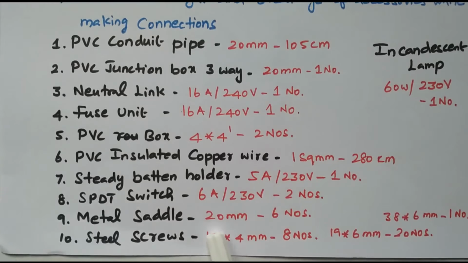Metal saddle 20 millimeter, 6 numbers required. Steel screw 13 into 4 millimeter, 8 numbers required. 19 into 6 millimeter, 20 numbers required. 38 into 6 millimeter, 1 number required. So these are all the requirements.